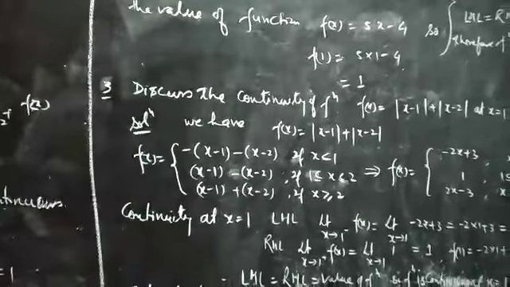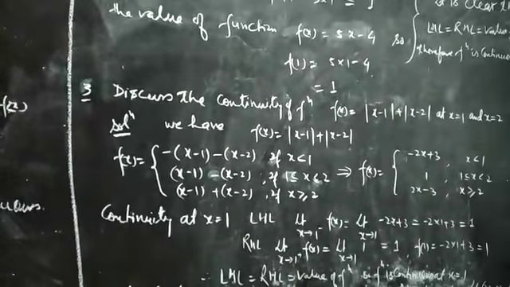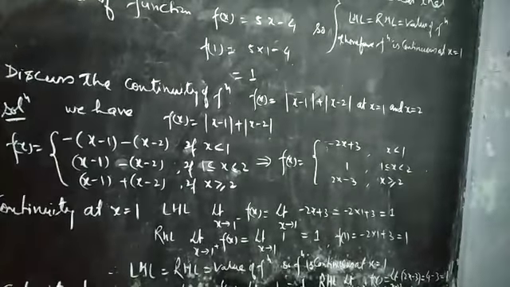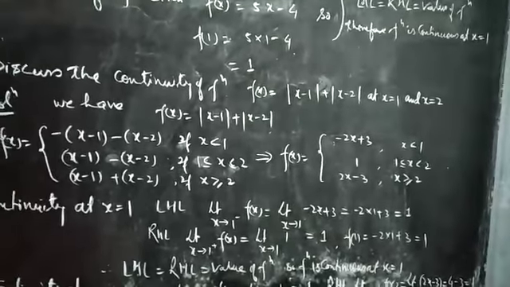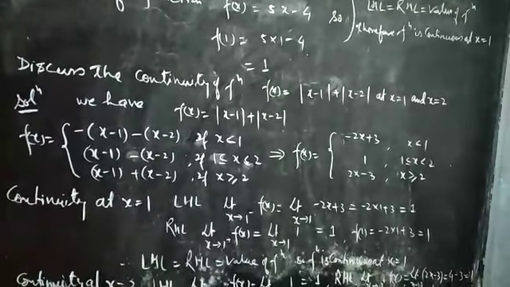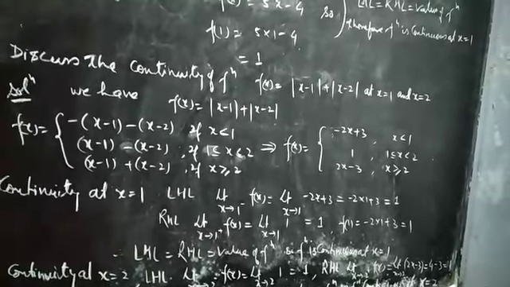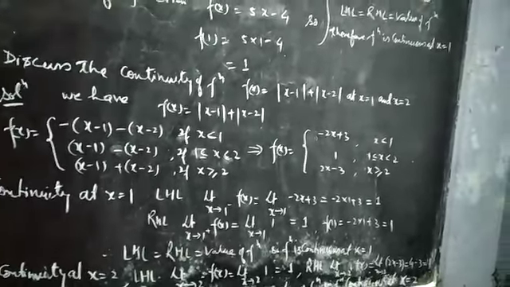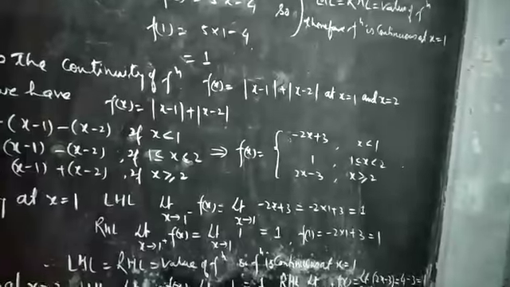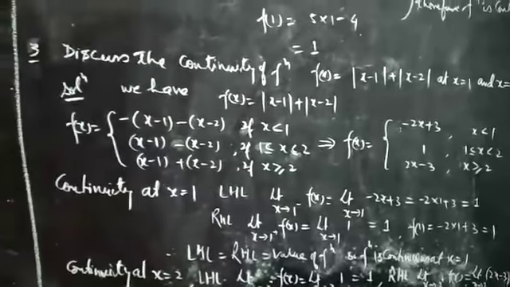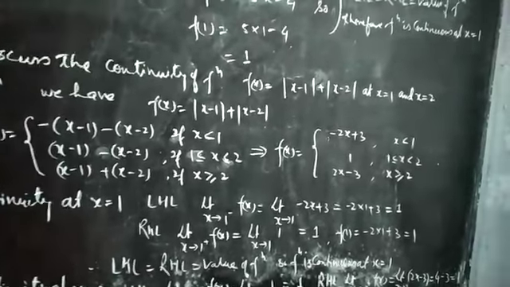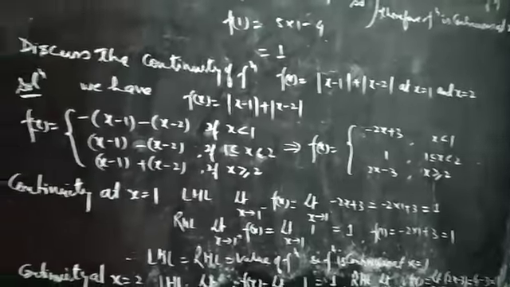So check the continuity first of all at x = 1. That is LHL, limit x tends to 1 negative of f(x) is equal to limit x tends to 1 of -2x + 3. So the value will come 1. Next RHL, limit x tends to 1 positive of f(x) is equal to limit x tends to 1 of 1, that is 1. So f(1) is equal to -2 into 1 + 3, which is equal to 1. So at x = 1, LHL is equal to RHL and the value of the function are same. So the function is continuous at x = 1.